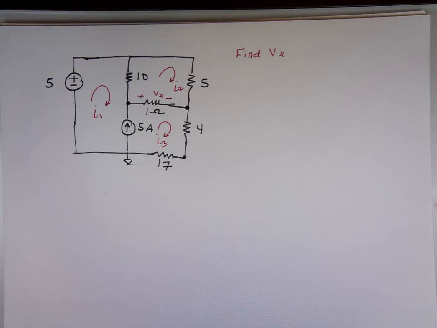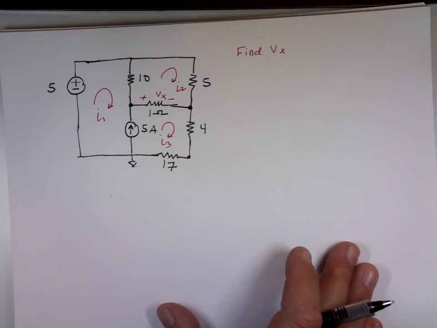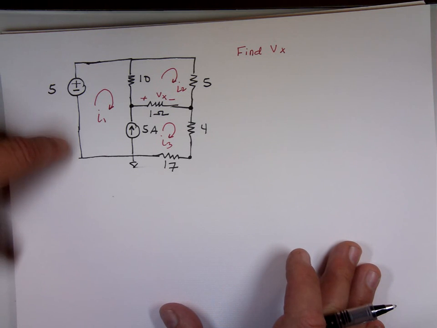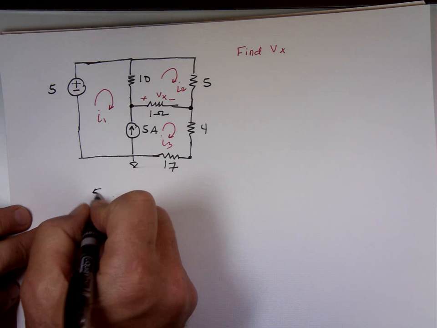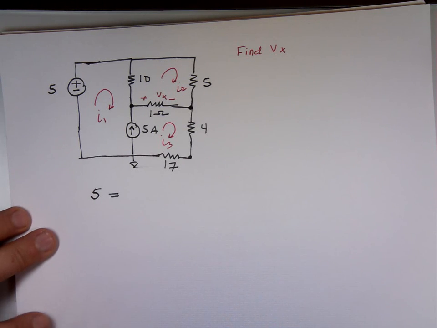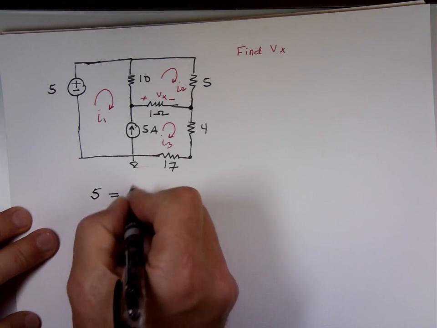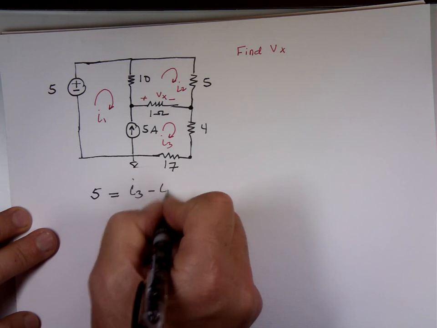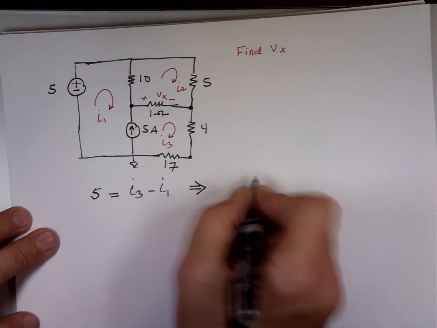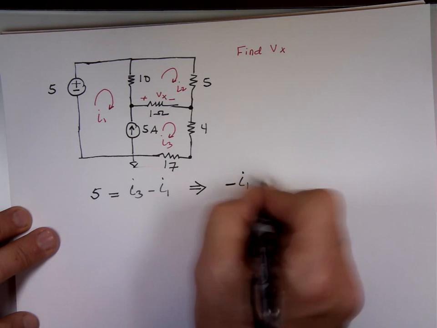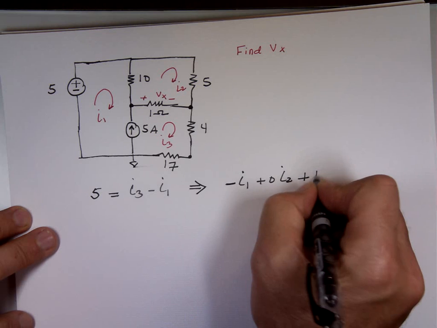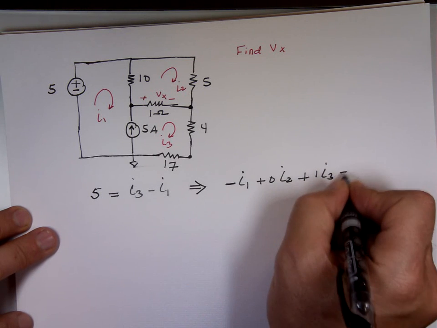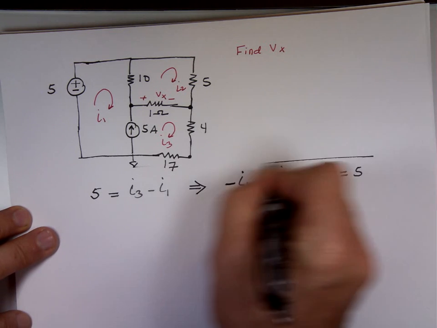Again, start with the current, I guess. Now again, I can't take this loop. You want to start with the current. The 5 amp is equal to what? That's the current up. I sub 3 minus I sub 1. Perfect. That's my first equation. Negative I sub 1, write them nicely, plus 0 I sub 2 plus 1 I sub 3, or just I sub 3, is equal to 5. That's one equation. So quick and easy to get that answer.